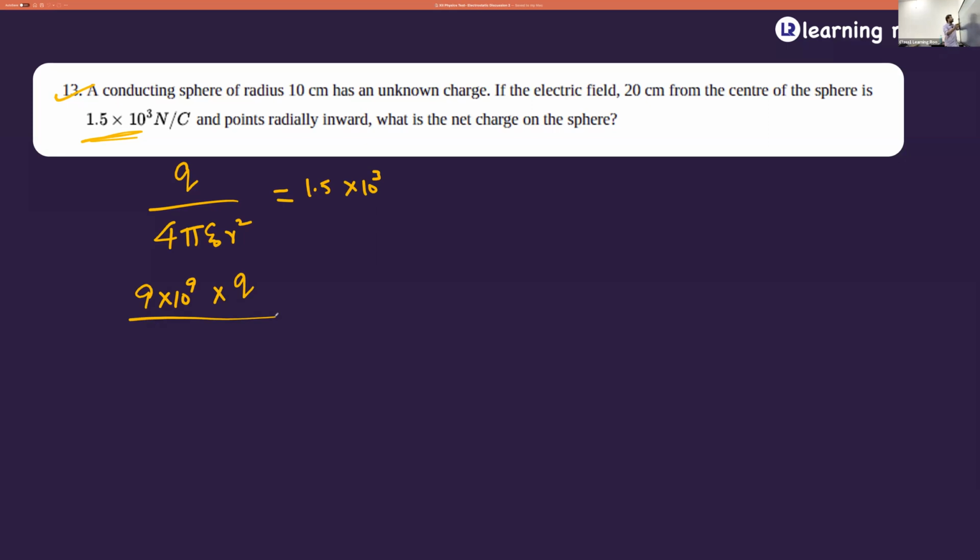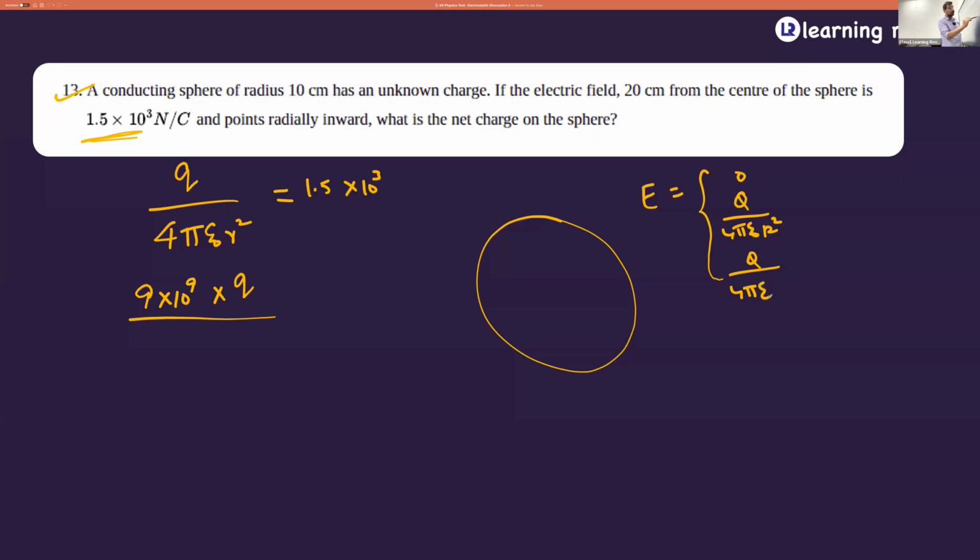If you recollect the concept of a shell, there are 3 points at which we calculated the electric field. Inside it is going to be 0. On the surface it is going to be Q divided by 4 pi epsilon naught, capital R square, where capital R is the radius, and the third is Q divided by 4 pi epsilon naught, small r square. Which one should I use among the second or the third option? I should use the third one.